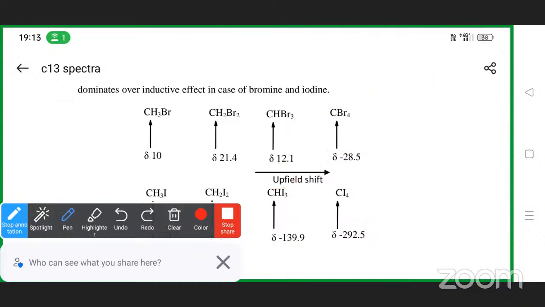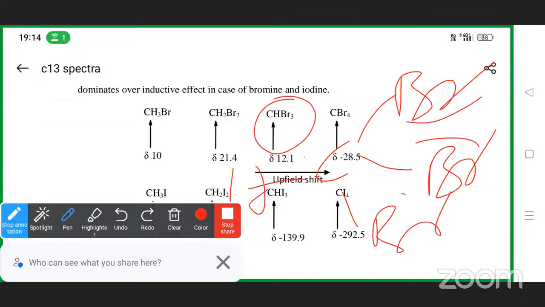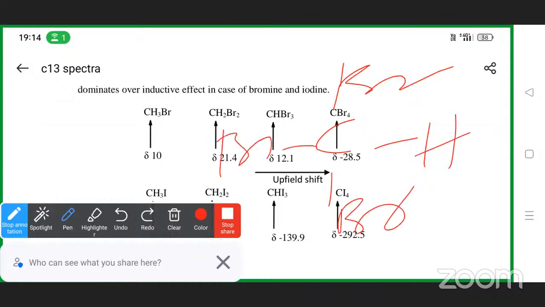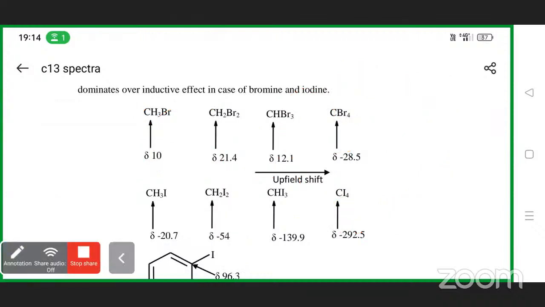Here also we have three bromines, so between these the value is decreasing. There is a separation, this much separation, so these are far away, so we have the increased values. There is only one heavy atom, so 10. So with the increase in the number of heavy atoms, the delta values will be decreased.